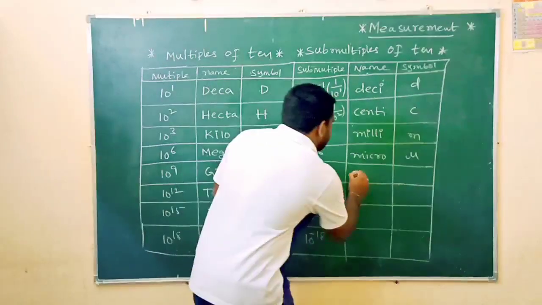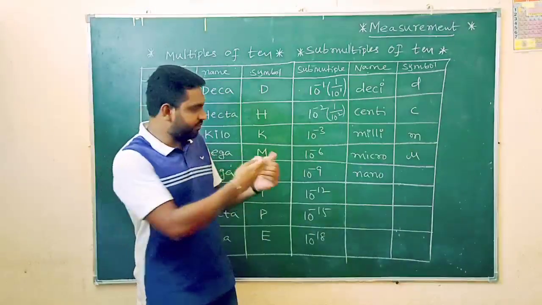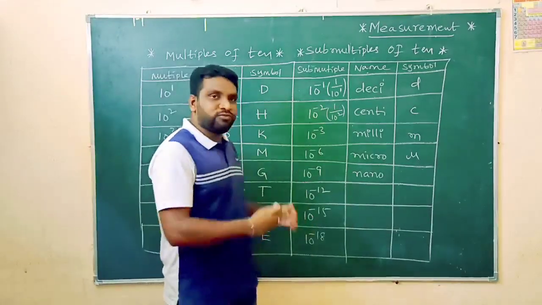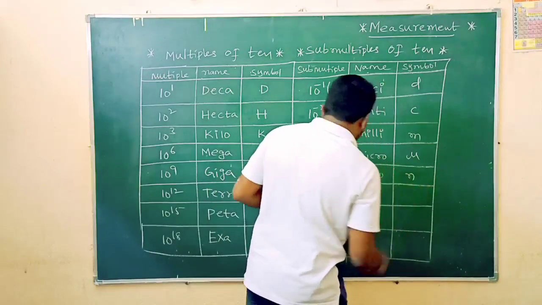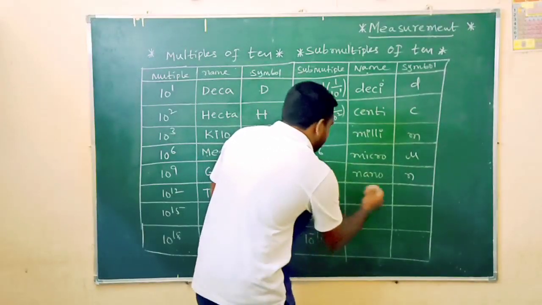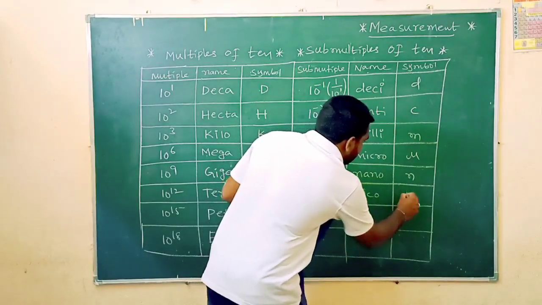And 10 to the power of minus 9 is nano, like the Nano car. Nano means small size, that's why the car was named Nano. That's the purpose, and that's why you should know the symbols. 10 to the power of minus 9, nano, denoted with a small n. Then 10 to the power of minus 12 is said to be pico, with a small p.